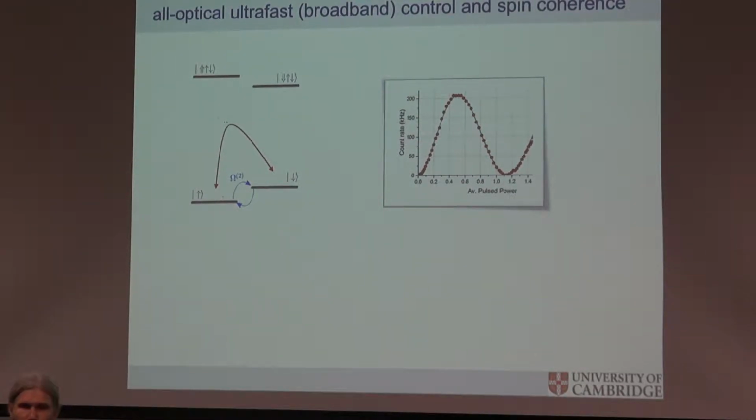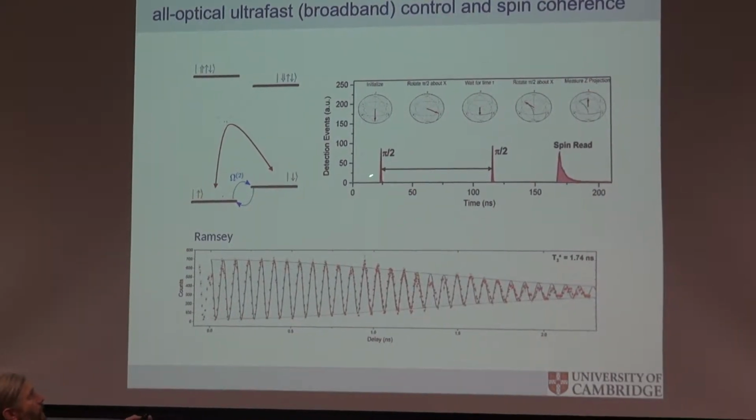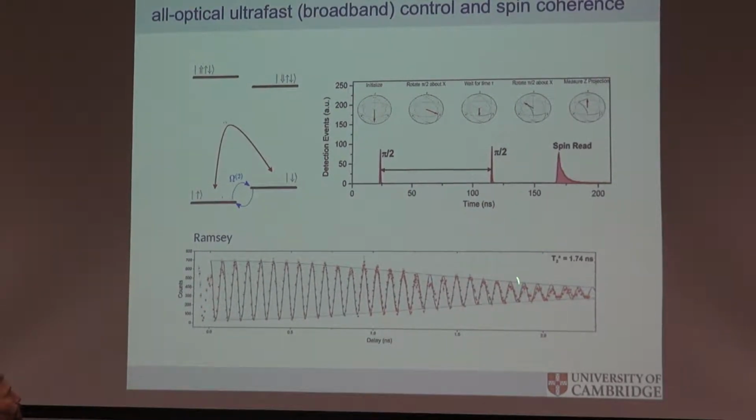So we do things optically in the sense that you make use of the electric dipole strength of these systems. And then you say, okay, well, what is the ground state coherence? And you do pi over 2, wait a bit, pi over 2, the Ramsey experiment, and you find out that your T2 star, your spin coherence, is terrible. There you go. That's in the 1.5 or 2 nanosecond regime. This is terrible.